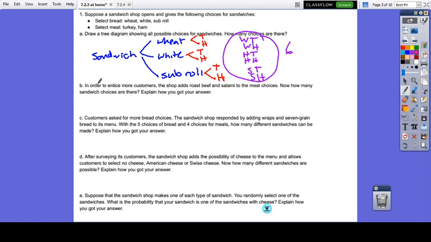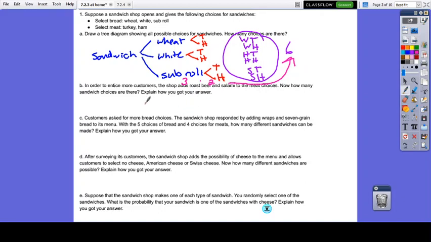In order to entice more customers, the shop adds roast beef and salami to the meat choices. Now, how many sandwich choices are there? Explain how you got your answer. You could go through and do this, but you notice that this is going to get very tedious. Hopefully, some of you picked up on it. Since there were 3 choices for this, and 2 choices for this, and 3 times 2 is equal to 6, you can use that idea.